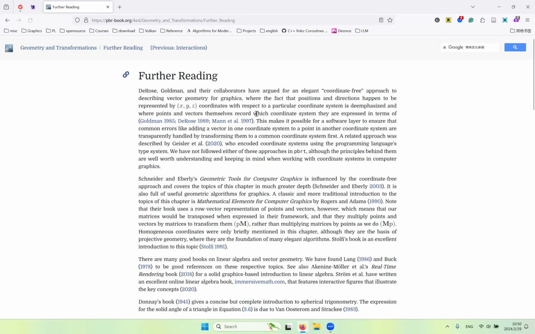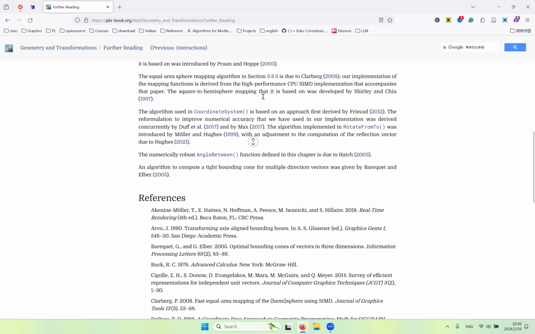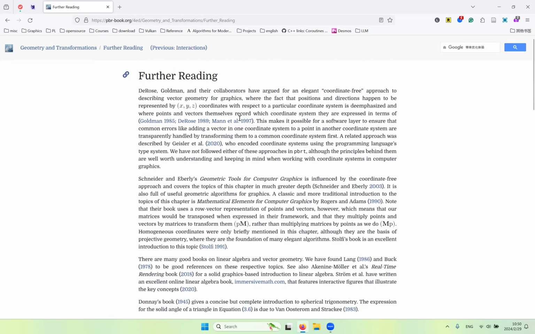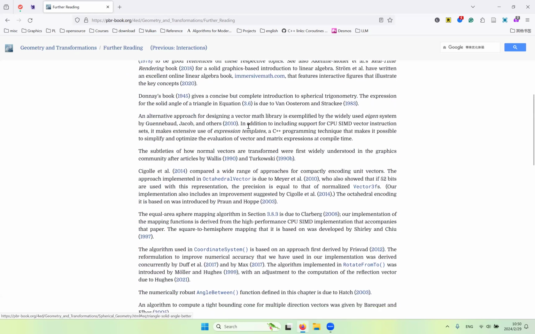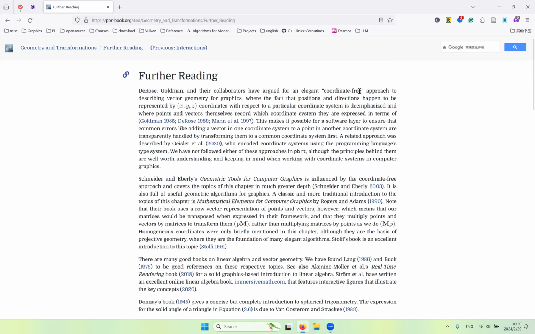Okay, book recommendations, as well as papers. Actually, I find some of the stuff in here interesting, like coordinate-free. It's a word I never heard about, but it sounds interesting. I'll probably read about it.